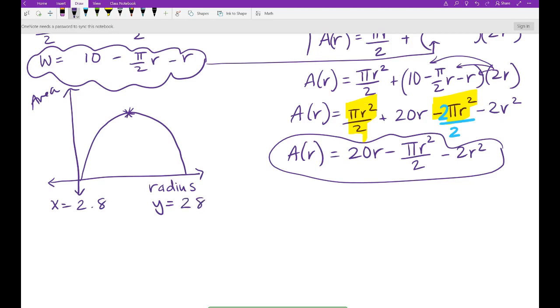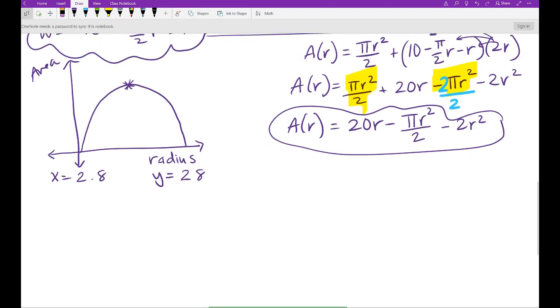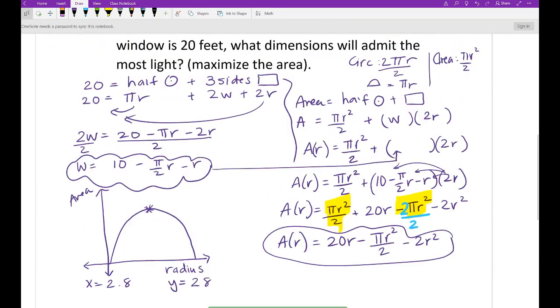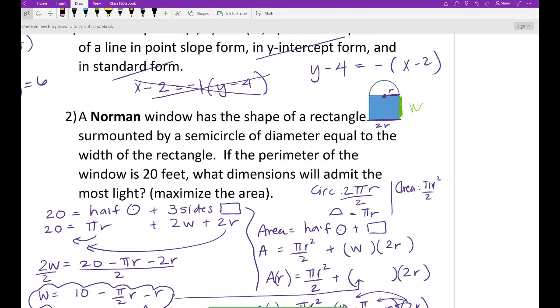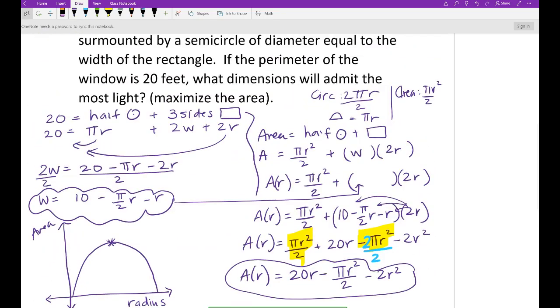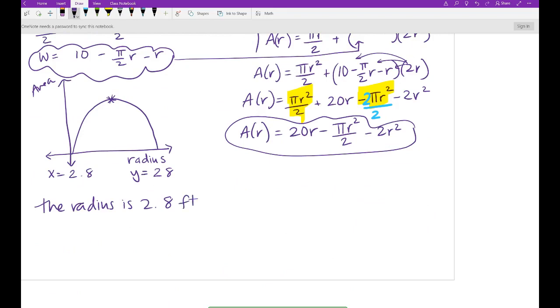All right. So you're looking for the dimensions that will give me the most light for this particular Norman window. What are you going to use? The 28 or the 2.8? Okay. So let's talk about the dimensions. Let's go back to the picture. For this one, I will accept a lot of different answers. You can tell me that the radius is 2.8. Can we agree with that? Okay. That means you have to go back and find the radius is 2.8, feet. Okay. But then you still have to find what?